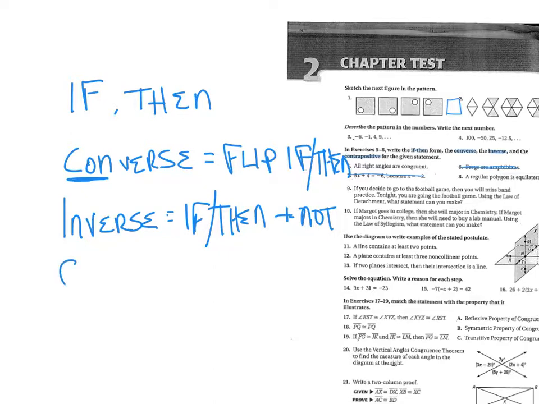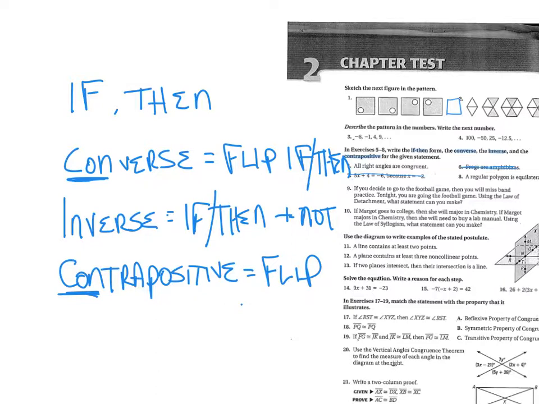And then the contrapositive, con, again, it's telling us to flip. We're going to flip the inverse. So whatever you just wrote for the inverse, flip it. Flip the if-then. That's how you're going to do number 5 and number 8.